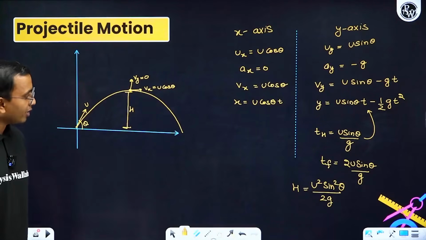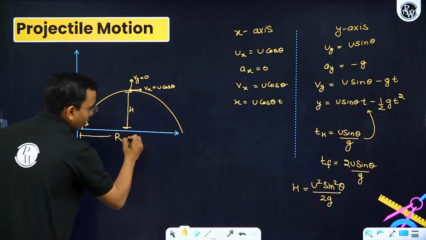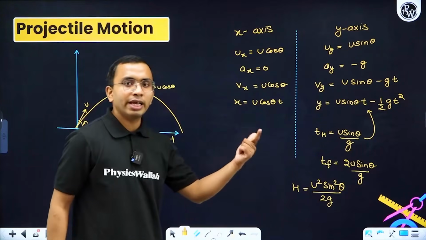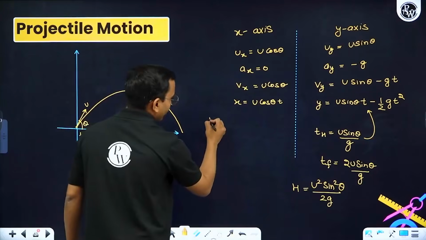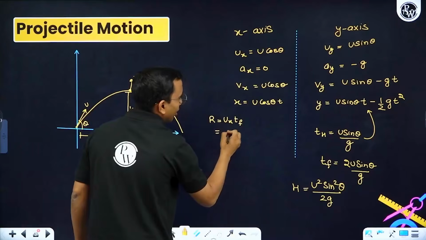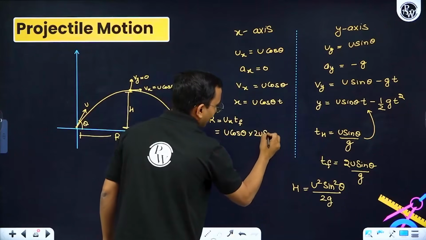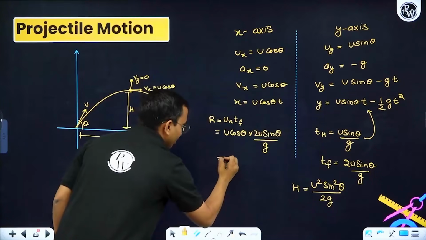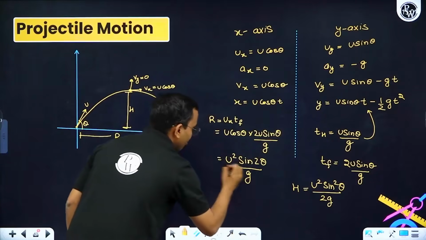Okay. And if I ask you, how much is this horizontal range, R? This is the distance it covers in the horizontal direction, in the duration of what? In the duration of t flight. So I'll say R is equal to ux into t flight. Let us do that. Ux is u cos theta, t flight is 2u sin theta by g. So 2 sin theta cos theta is sin 2 theta. This becomes u square sin 2 theta by g. This becomes my range.